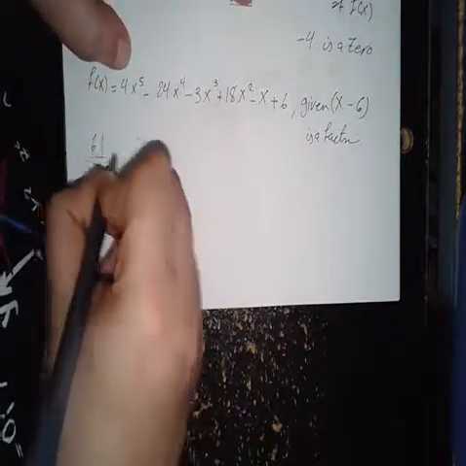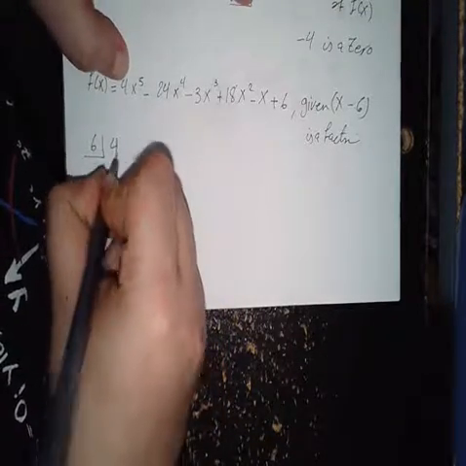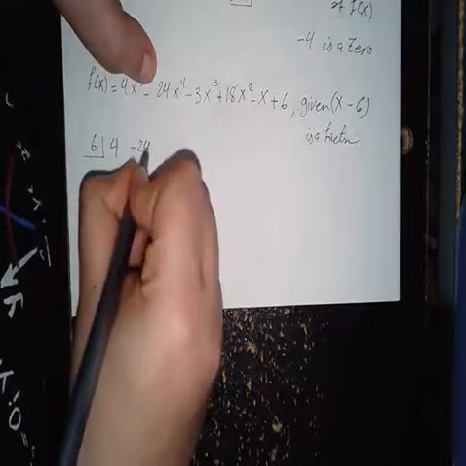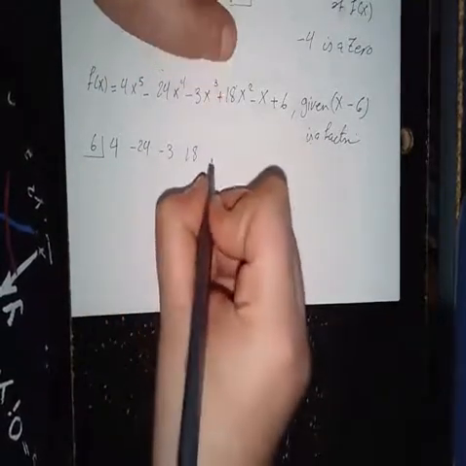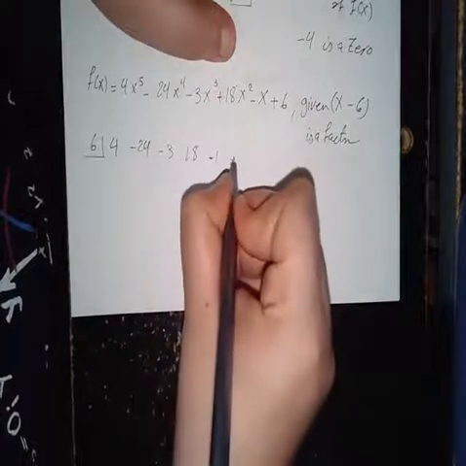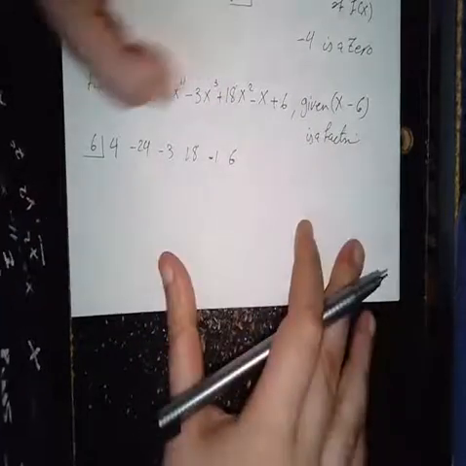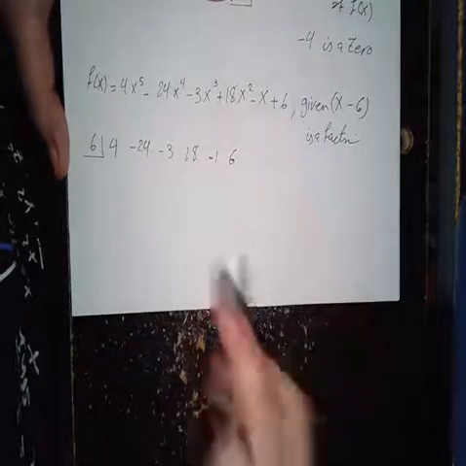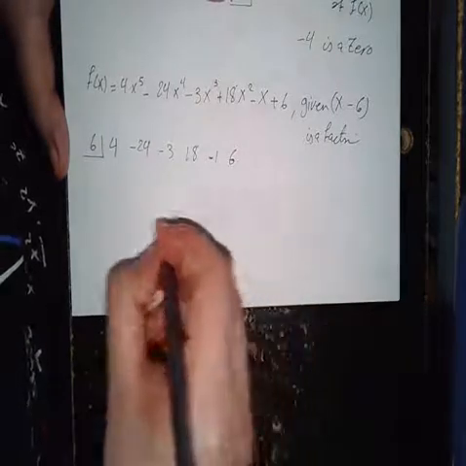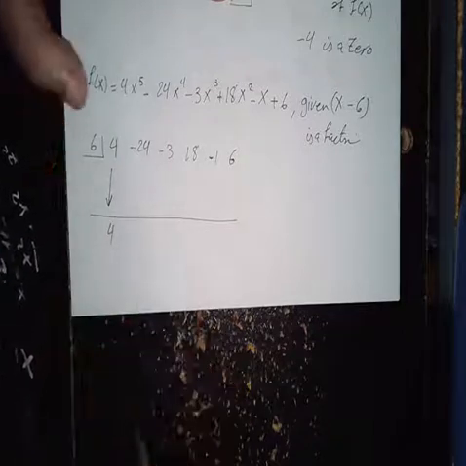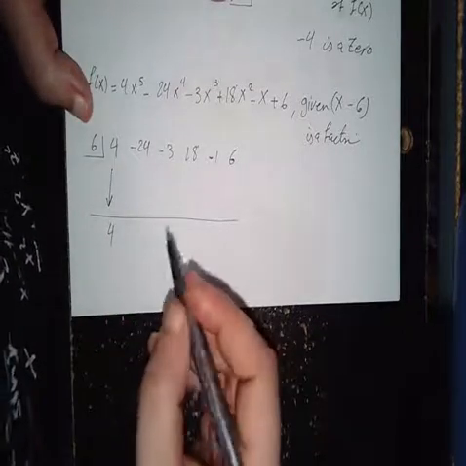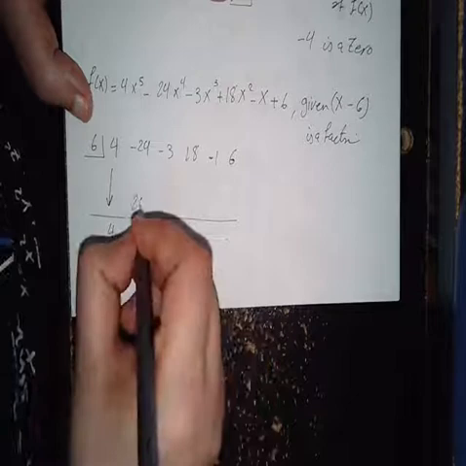Now I'm going to write down the coefficients. So we have the 4, the negative 24, the negative 3, the positive 18, the negative 1, and the positive 6 without the sign. There. Leave room. Draw a line. Arrow goes down. The first one is 4. So 4 times 6 is what? It's going to be 24.